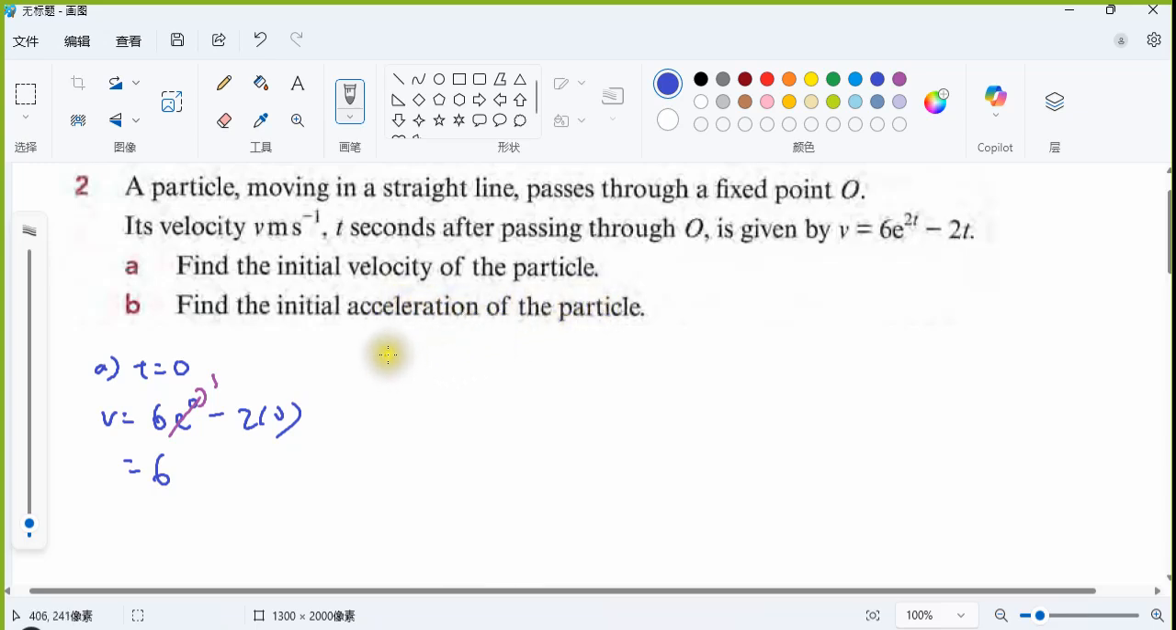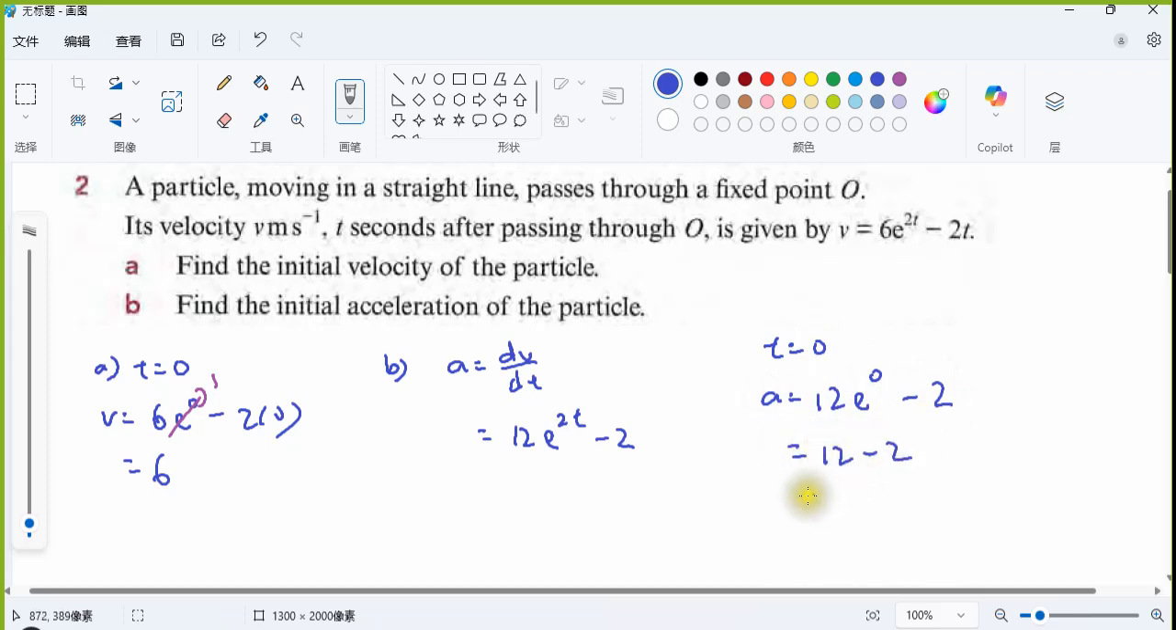And then find the initial acceleration. So we know that a is dv/dt. So we differentiate, and this will be 12e to the power 2t minus 2. So when t equal to 0, a will be 12e to the power 0 minus 2, then 12 minus 2, so it is 10 meters per second squared.